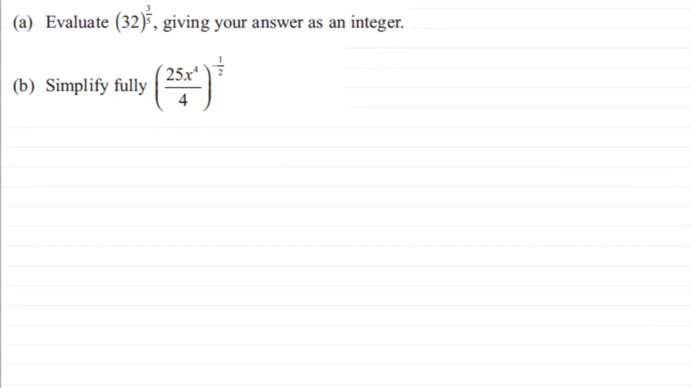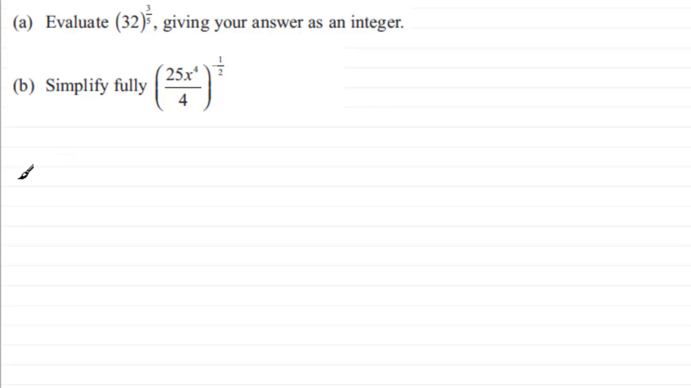Here's a nice example if you want to brush up your indices. What we've got here then is we've got to evaluate 32 to the power 3/5, giving our answer as an integer. And then in part B here, simplify fully 25x to the power 4 over 4, all to the power minus a half. Okay, so how do we do questions like this one then?